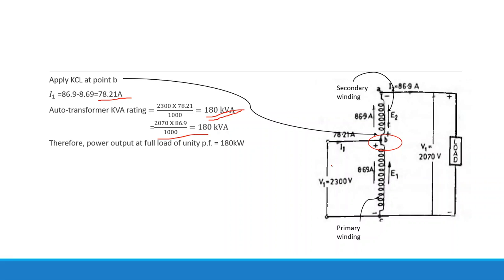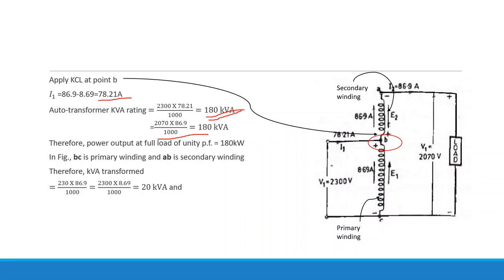The power output at unity power factor is the power factor multiplied by the kVA, so that will be 180 kilowatt. Then how much kVA will be transformed? In a similar manner you can calculate the voltage multiplied by the current. So the transformed kVA comes to 20 kVA. What was the case in the previous case? It was also 20 kVA. So what you can conclude from this is that it remains the same. Whatever the connection, the transformation of power is the same in both cases.